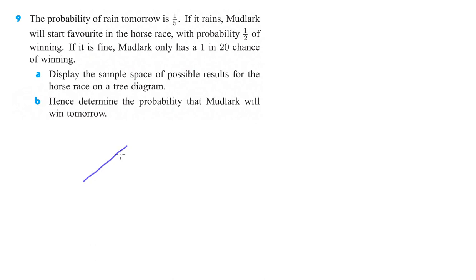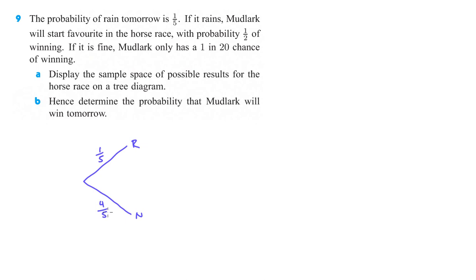So, tree diagram starts with some branches here. So let's go, probability of rain tomorrow is 1/5. So let's go with rain versus not raining. Okay? So probability of rain is 1/5. So 1/5, or you could put 0.2 is fine. Probability of not raining is the other 4 out of 5.